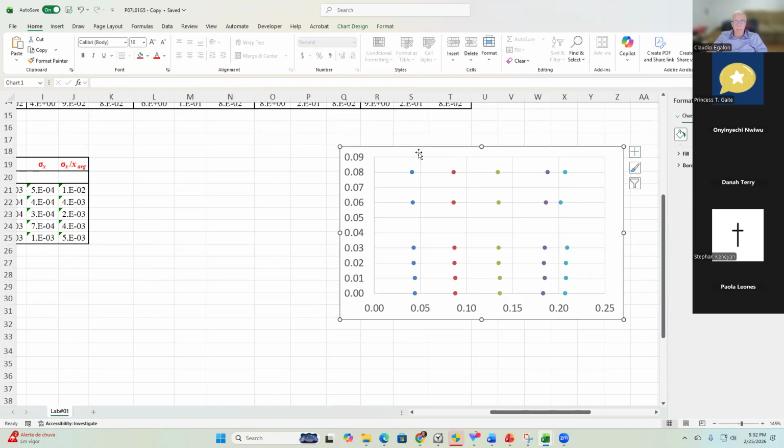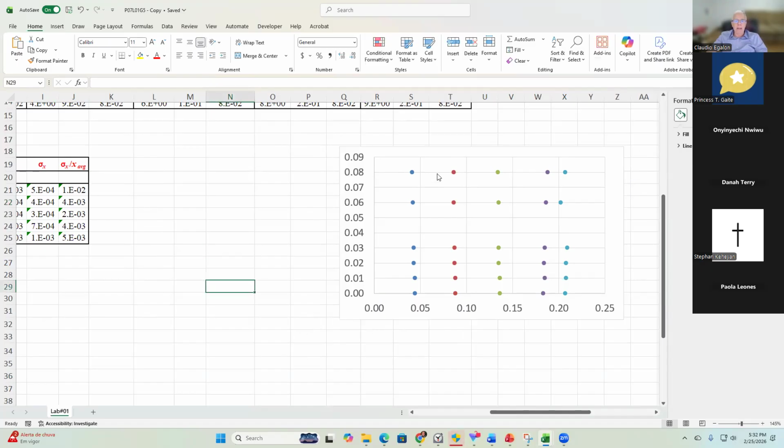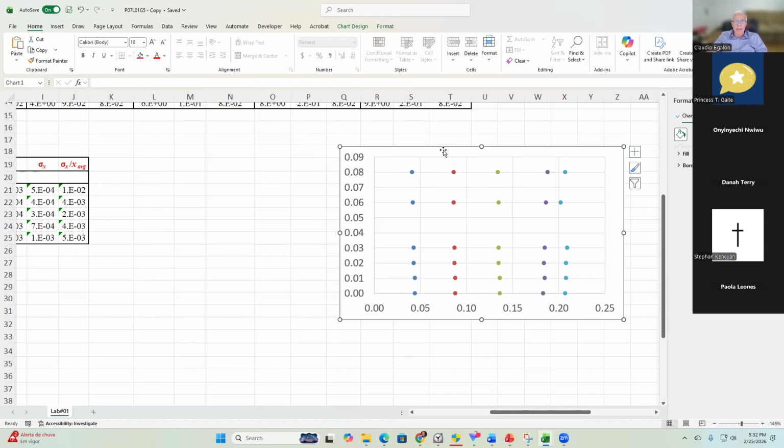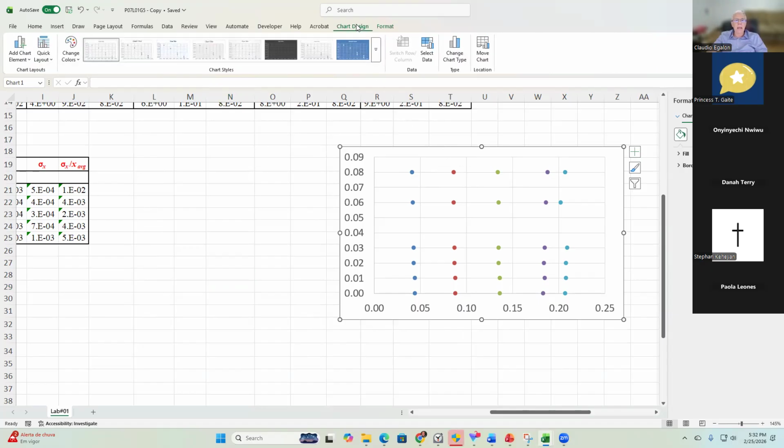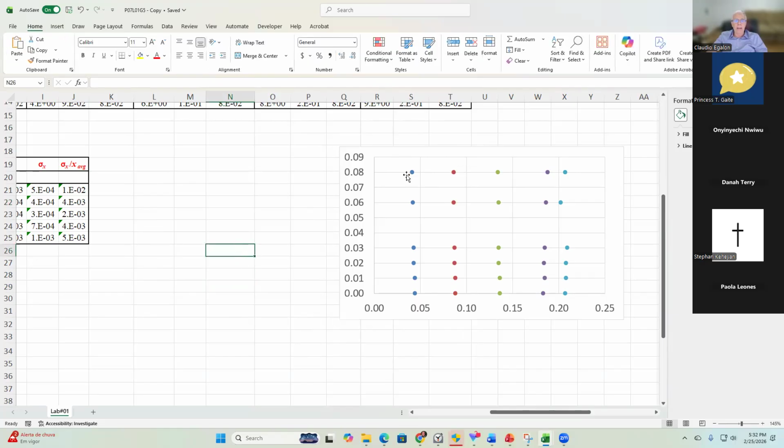Okay, so now what's missing? The labels of the axis are missing. Here's the x-axis and here's the y-axis, right? So the label of the x-axis, how do you get it? Click the chart, chart design. Okay, here you go. I'm gonna do that again.